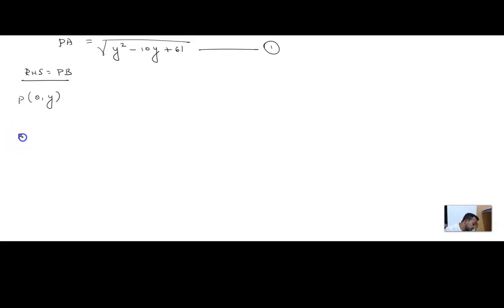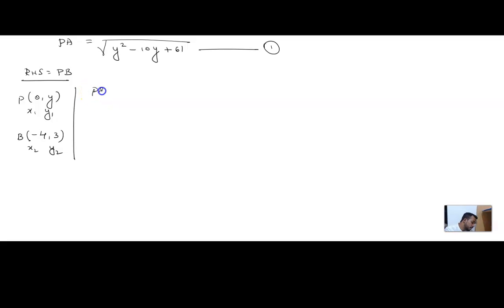And similarly, the coordinates of B. What are the coordinates of B, children? That is minus 4 comma 3. That's nothing but minus 4 comma 3. So similarly, let me say that this is x1, y1, x2, y2. x1 value is 0, y1 is y, x2 is minus 4, y2 is plus 3.